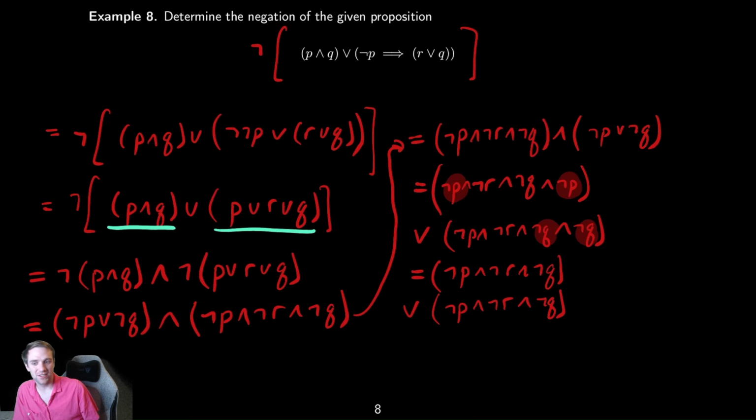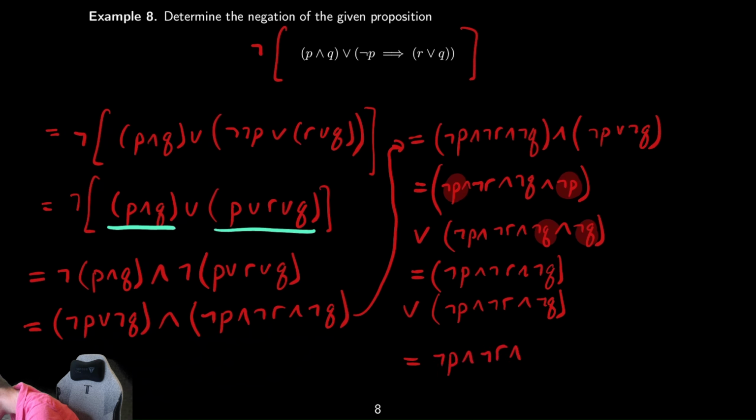And now if you look at this, this is a bit of a dumb statement. We have a whole bunch of garbage or the same whole bunch of garbage. That's A or A. And this is one of our identities. If you're just ORing something with itself, again, that's redundant information. You can remove one of those and it is exactly the same sentence. So we have that this is equal to not P and not R and not Q.